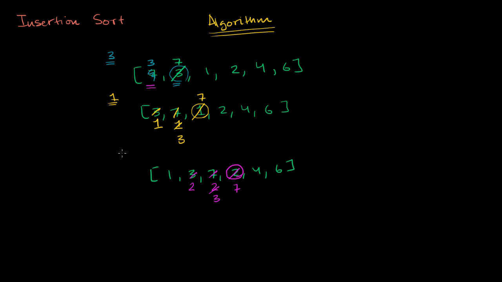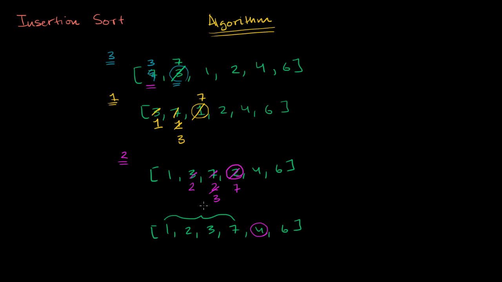And so now after this pass, where we were comparing this 2 item to everything before that, our list looks like 1, 2, 3, 7, 4, 6. And notice everything up to and including the third item, so 0th, 1, 2, third item, is now sorted. And now we're ready to look at the next element in the list.